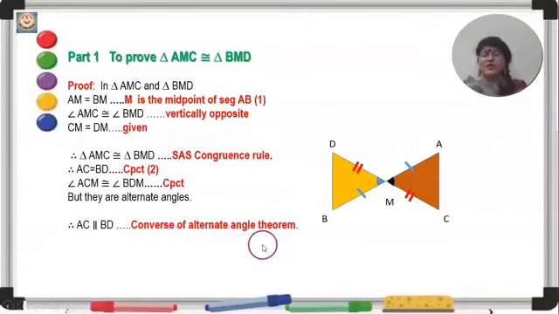Now, why is it that you have to prove them parallel? They have not asked you to prove them parallel. Because the next part is you have to prove DBC is 90 degree. So in order to prove it is 90 degree, we need to prove these two parallel. Let us see why and how.